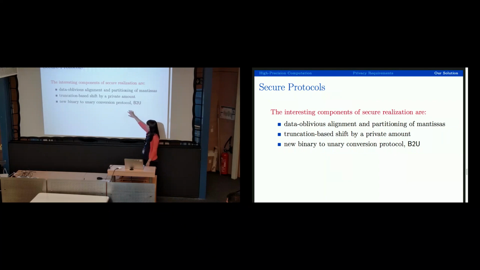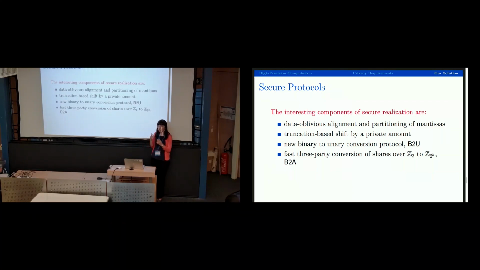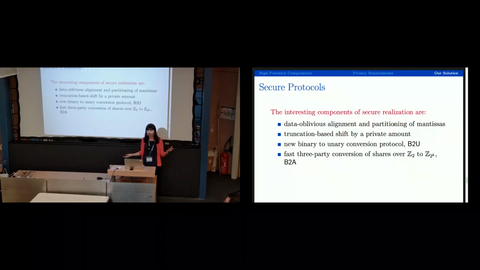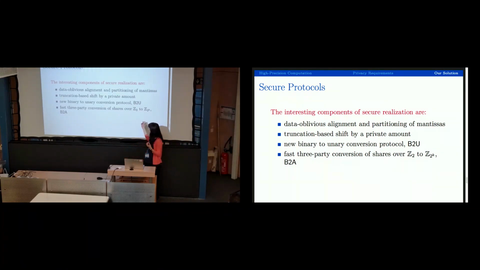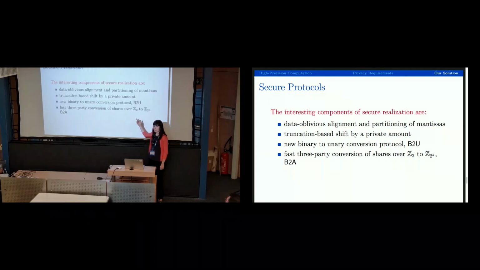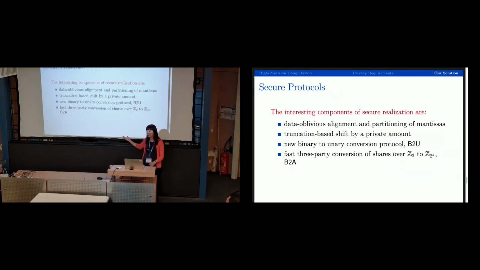Another one is binary to unary conversion that was previously performed over a field, for which we have a different implementation. And all of these so far work for any number of computational parties for different thresholds. We have one component that is three-party, and this is conversion of a bit from a small ring to a much bigger ring, and it has reduced the communication by a factor of 2 compared to what was available.